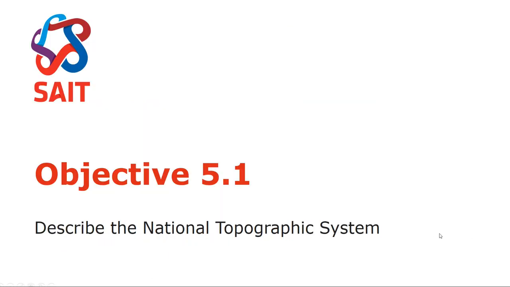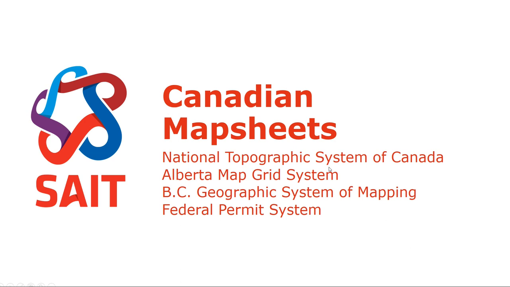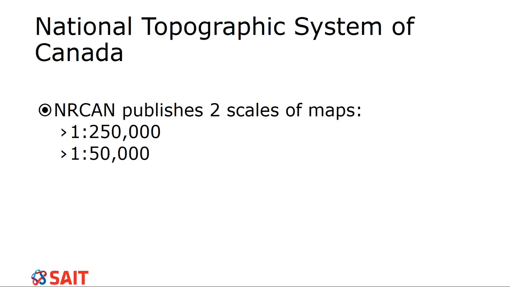So my first objective is the National Topographic System. This particular PowerPoint that I'm going to go through identifies a system of mapping that we've had in Canada for a long time, and it primarily focuses on the Canadian system. The Americans have their own systems, etc. But with this, we have a national one, and then it breaks down into the different provinces and possibly even into the territories.